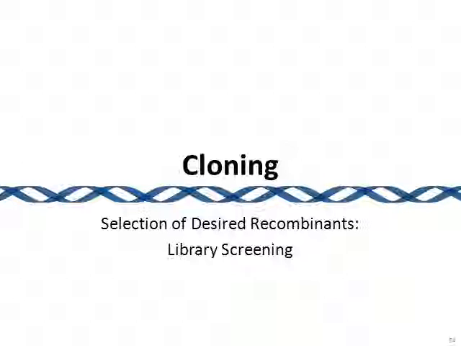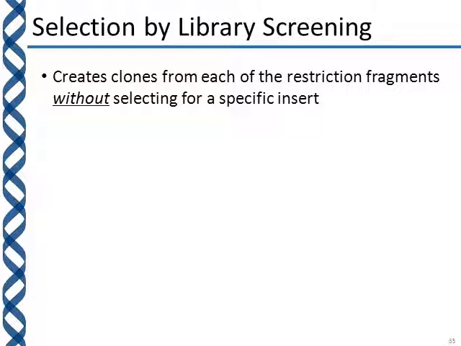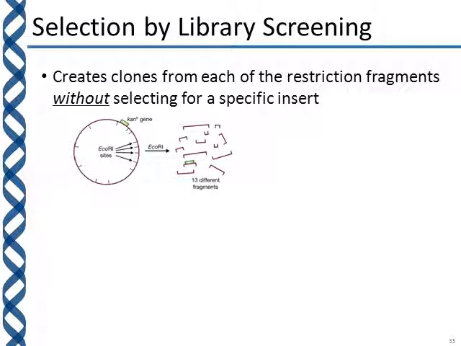Next, we'll talk about the selection of desired recombinants using library screening. Selection by library screening creates clones from each of the restriction fragments without selecting for a specific insert. Here again we show the plasmid, which is now being targeted and digested by EcoRI, resulting in 13 different fragments.